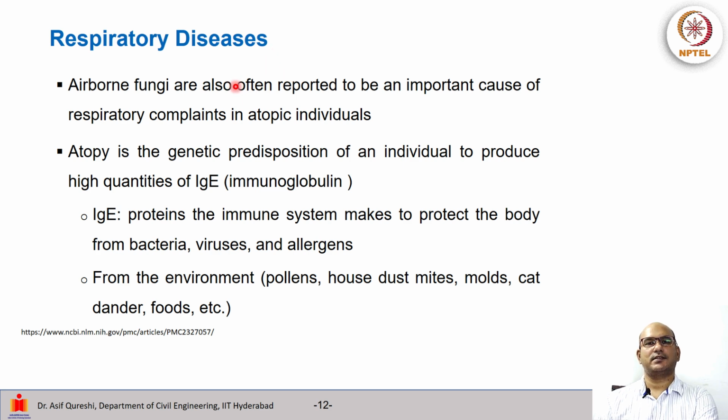Next are the respiratory diseases. In general, airborne fungi are reported to be an important cause of respiratory complaints, especially in atopic individuals. Atopy is basically the genetic predisposition of an individual to produce high quantities of immunoglobulin. These are the proteins that the immune system makes to protect the body from bacteria, viruses, and allergens, which can be produced from the environment. For example, pollens, house dust mites, molds, pet dander, foodstuff, and others.